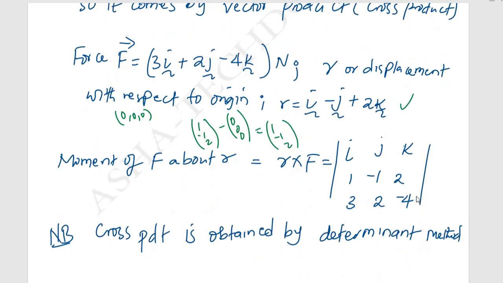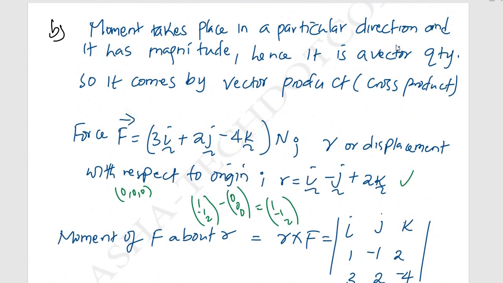Since we know that moment takes place in a particular direction and it has magnitude, this moment is a vector quantity. So it comes by vector product, or what we call the cross product. Since it comes from force and distance, or displacement, to get this moment we are going to cross R and F, so that the moment becomes a cross product between the force vector F and the displacement vector R.